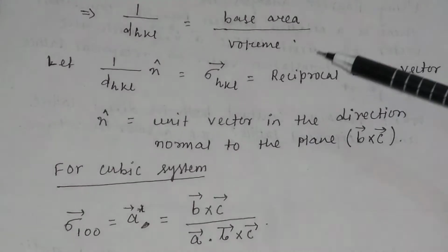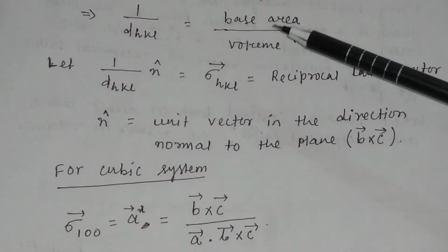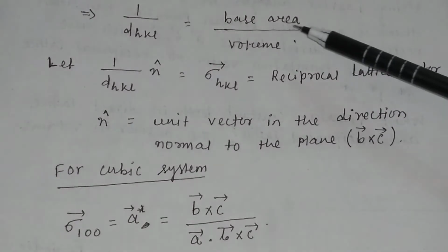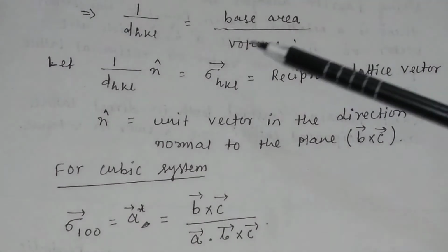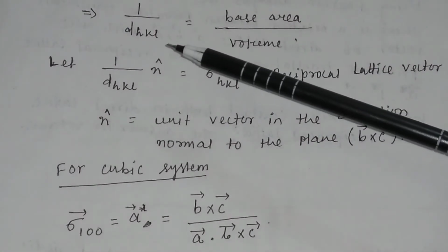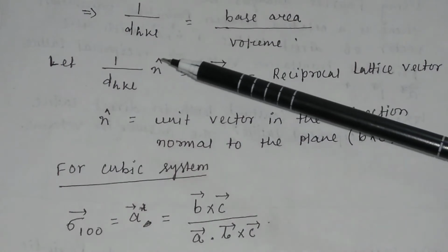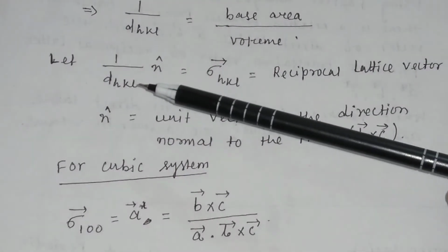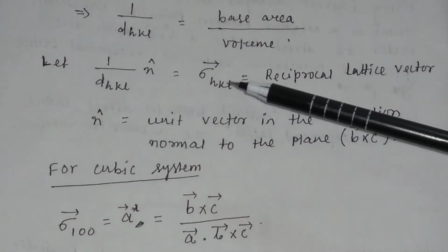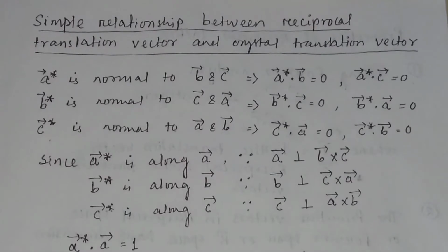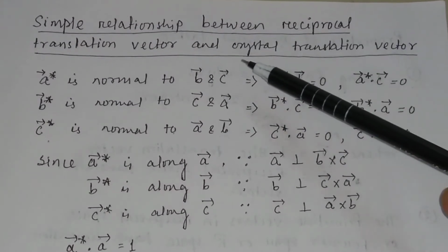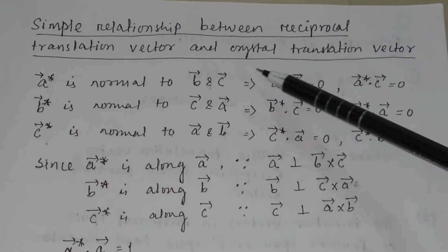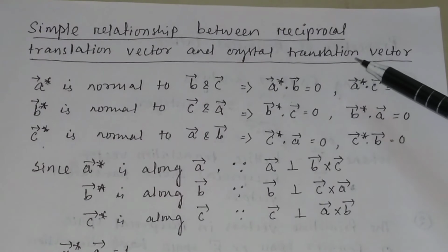A dot B cross C is nothing but the volume, and A cross B is nothing but the base area. So for a cubic system or cubic structure, if we divide the base area by the volume, then we will get the reciprocal lattice vector, that is 1 divided by d_HKL n cap, or sigma HKL. Now let us discuss the simple relationship between the reciprocal translation vector and the crystal translation vector.